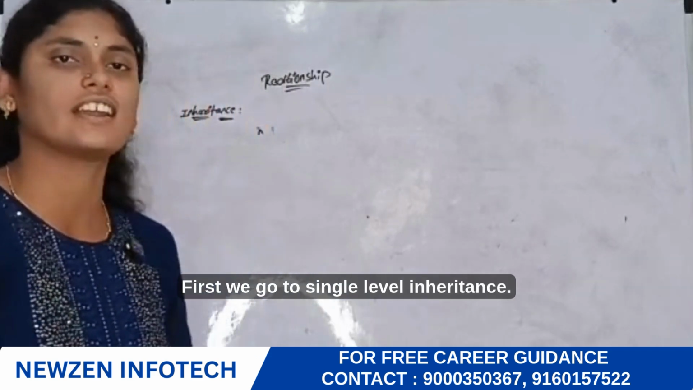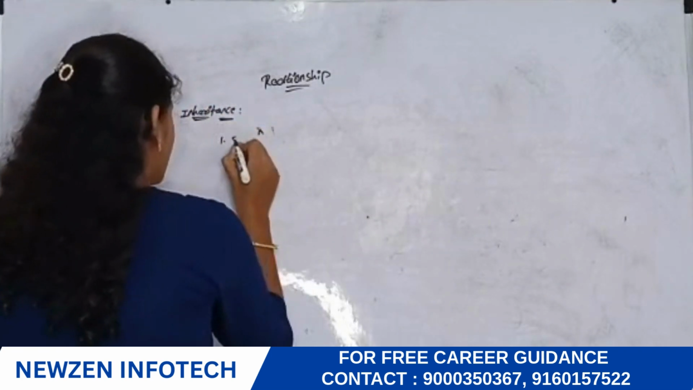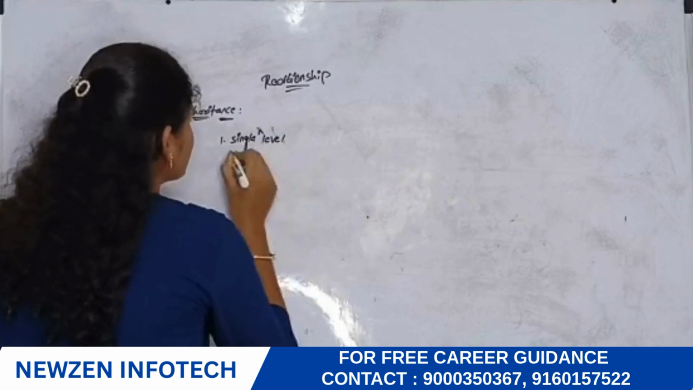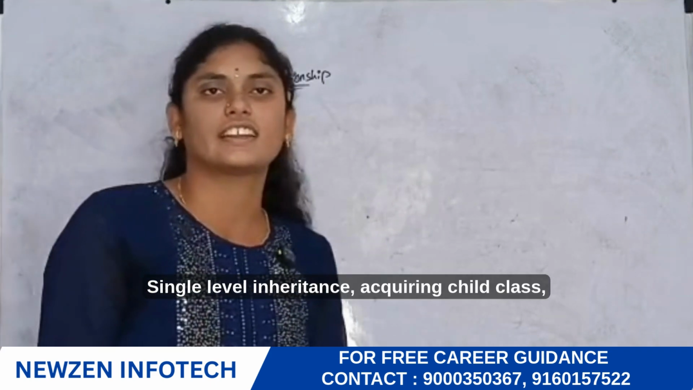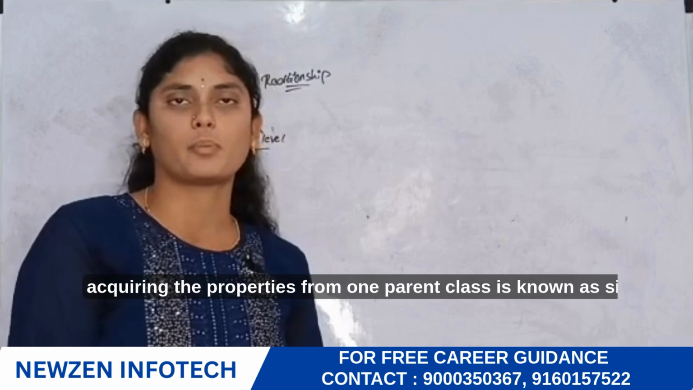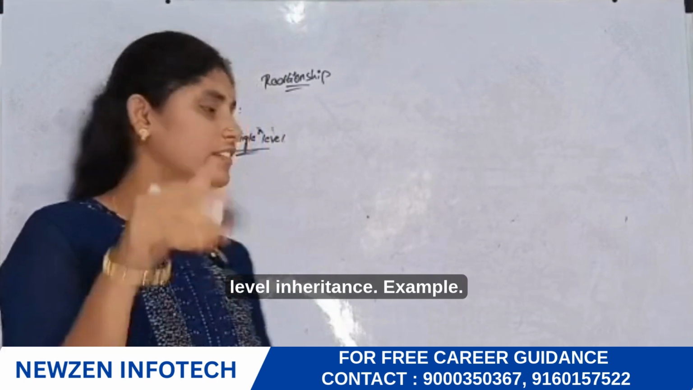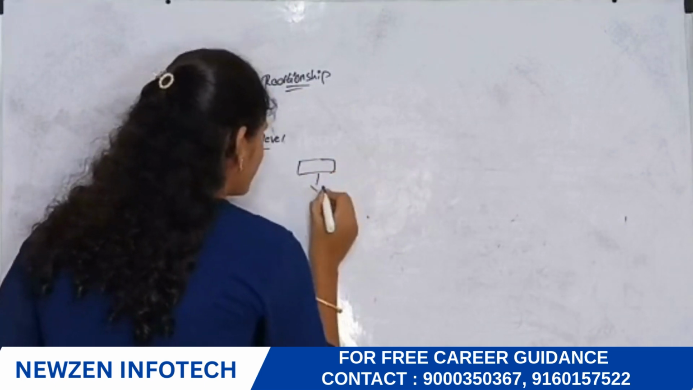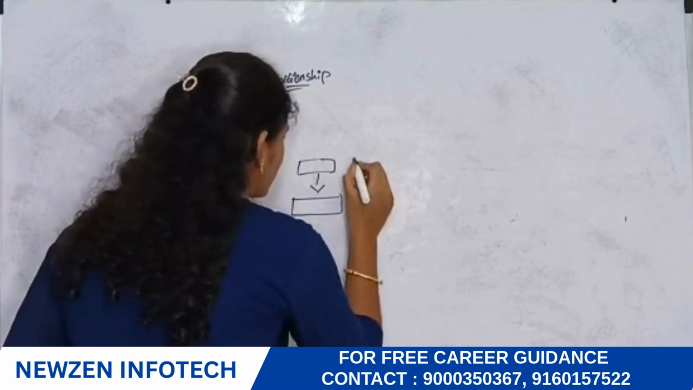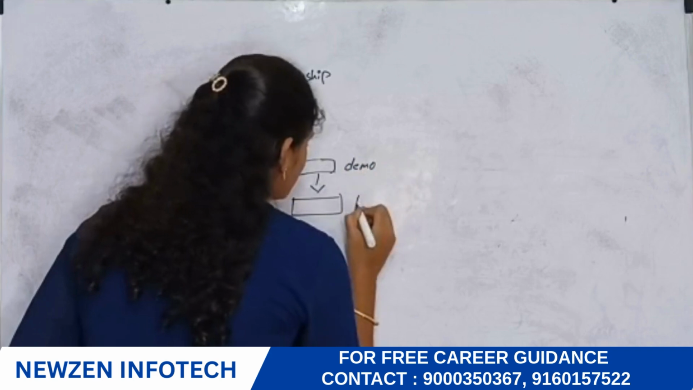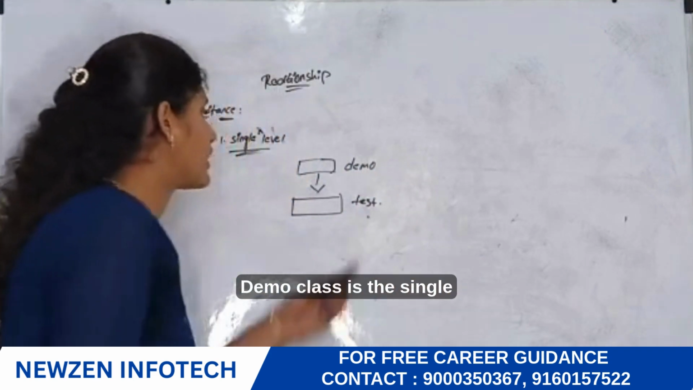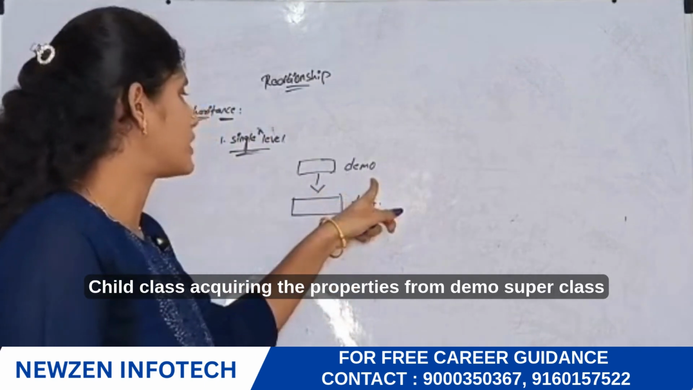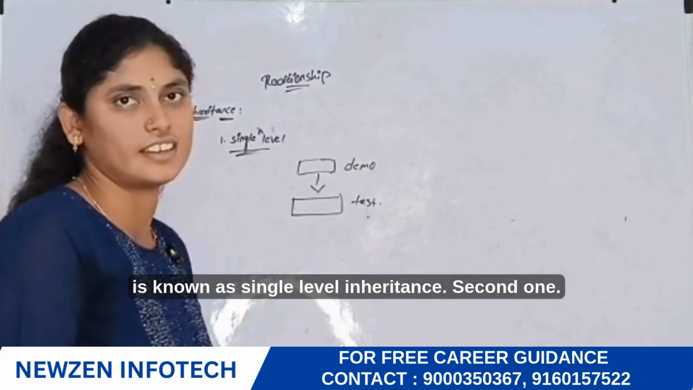First we go to single level inheritance. A child class acquiring the properties from one parent class is known as single level inheritance. Example: Demo class is the superclass and Test class is the child class. The child class acquiring the properties from the Demo superclass is known as single level inheritance.